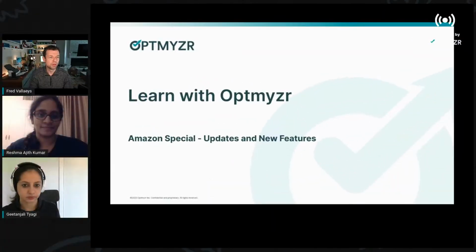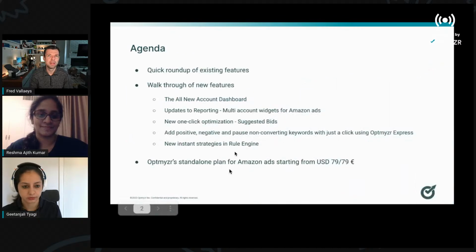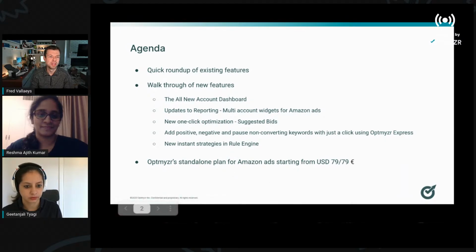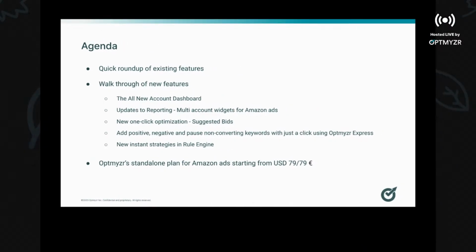But with that, let's take a look at the agenda here. What we're going to talk about today is Amazon Special. The agenda that we've put together is a quick roundup of all of the existing capabilities that we have. We're going to do a walkthrough of new features. The new features are the all-new account dashboard, updates to reporting. Specifically, we can now do multi-account reporting with Amazon. We have a new one-click optimization.